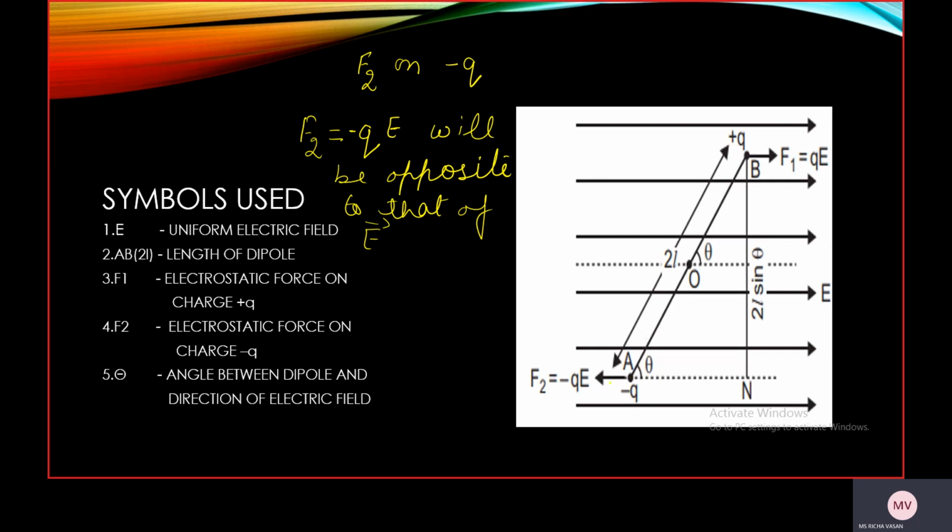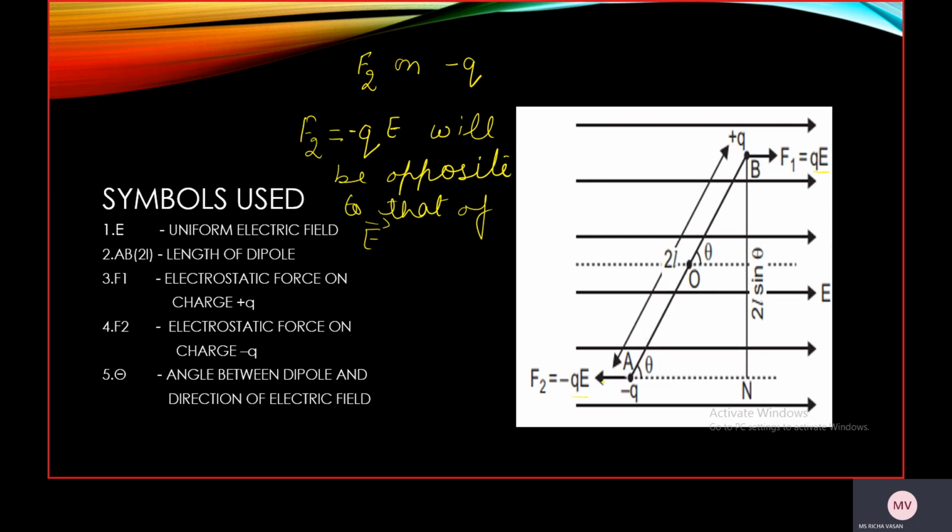In this diagram, you can clearly see the directions of forces F1 and F2. These forces are equal in magnitude. Their magnitude is the same because the magnitude of charges is the same and the electric field in which they are kept is also the same. So the magnitude of electrostatic forces will be the same, but their directions will be opposite.